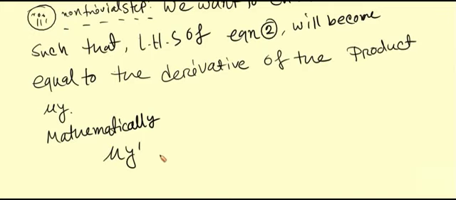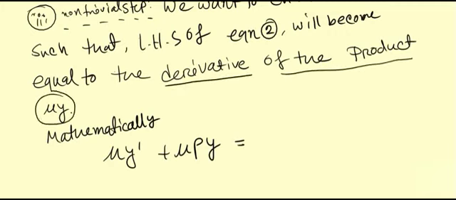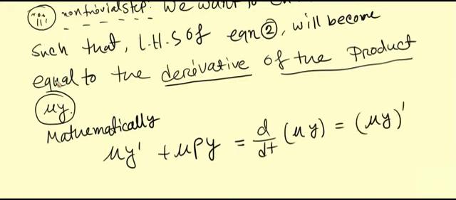Mu of y prime plus mu py will be equal to the derivative of the product. That means you take this product mu y and you take the derivative of it. So d dt of mu y, or equivalently, mu y prime. This is the non-trivial step over here.